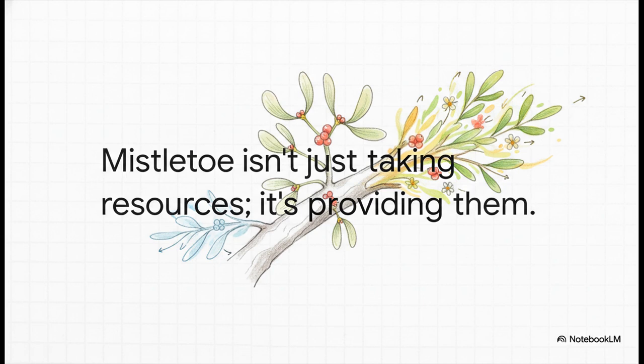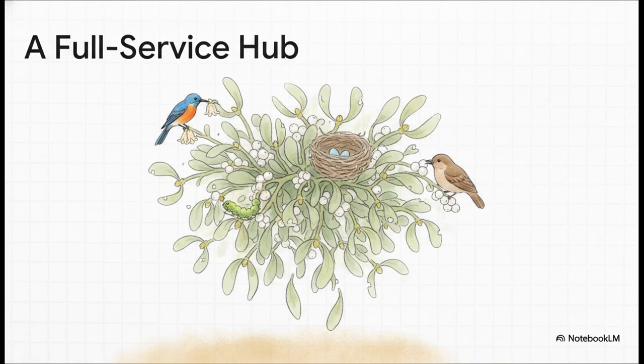And this, right here, is the big twist. This is where everything changes. Because while it's sipping water and nutrients from the host, the mistletoe is busy creating and giving out a ton of different resources to the whole neighborhood. Seriously, it's like a full-service rest stop high up in the canopy. Its leaves, food for everyone from tiny insects to elephants.